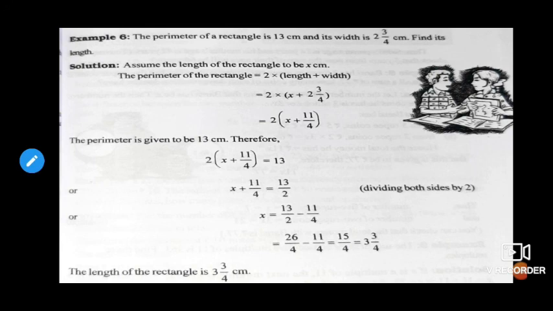We'll find out what the variable is that we have to find. That is the length. Now assign a variable for that, x. Let's take that unknown thing as x. As we already know, the perimeter of a rectangle is 2 into (length plus width). Now apply it: length is x, width is 2 3 by 4.